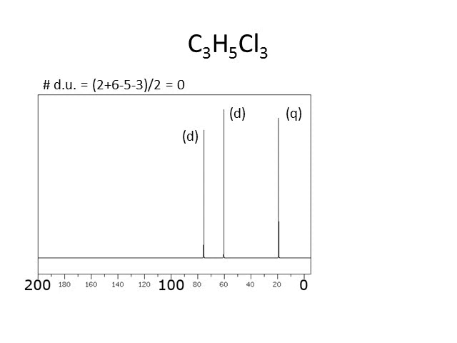So in this case, we've got 2 plus 6 minus 5 minus 3. Well, that all adds up to 0. Divided by 2 is still 0. This molecule, whatever it is, has no rings and it has no pi bonds. Okay.